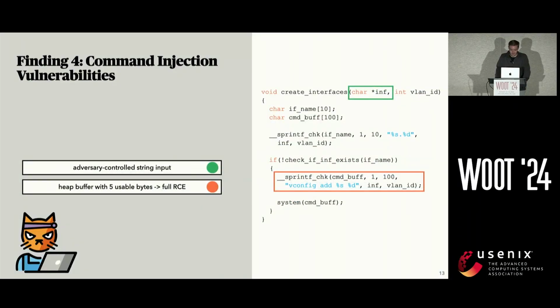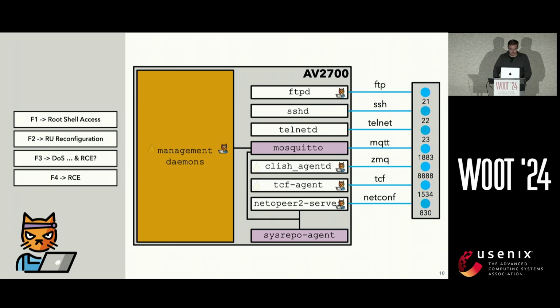However, we found another remote code execution that is a command injection vulnerability, where we found an adversary-controlled string input that, after looking into what's possible, yields 5 usable bytes to the adversary, and we managed to show that this can be exploited to a remote code execution. So finding 4 gives you basically full control of the radio unit, because the commands are forwarded to the operating system and executed as root, so that's full control.